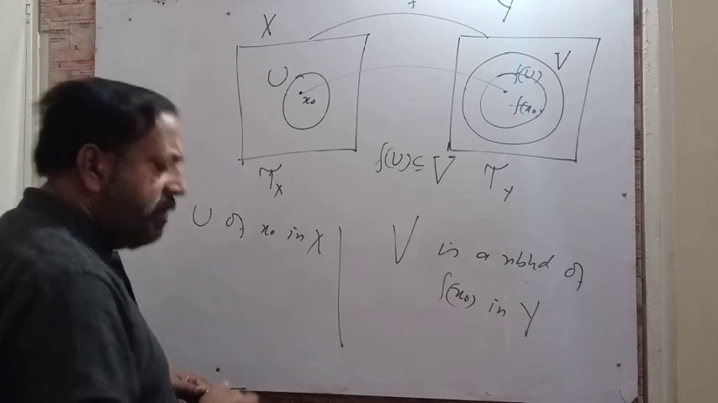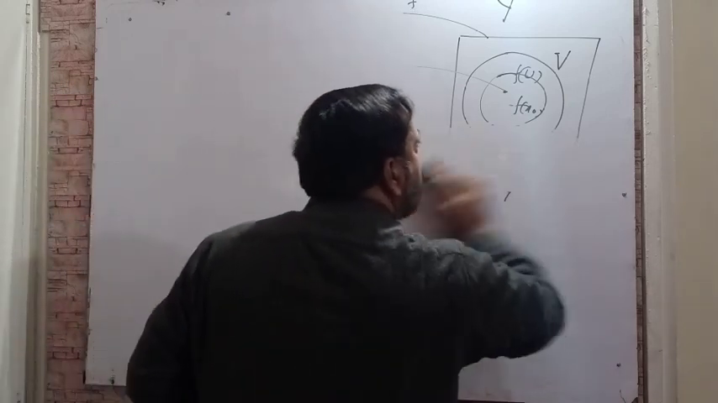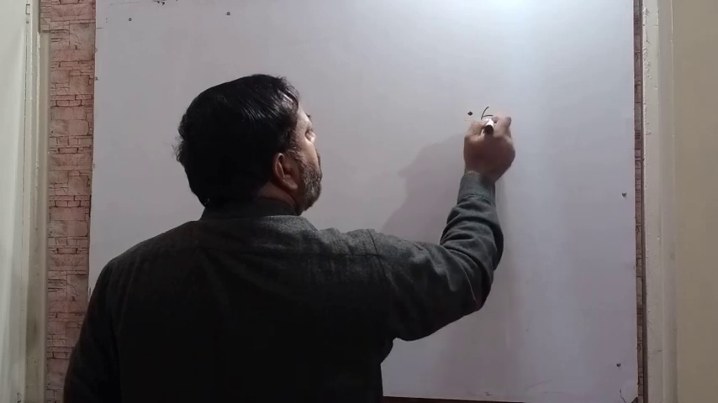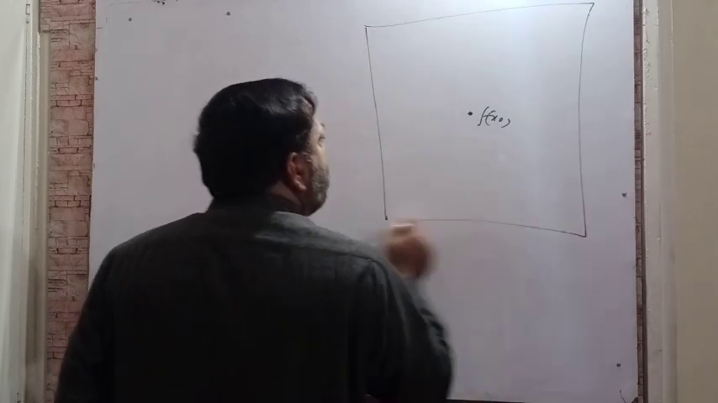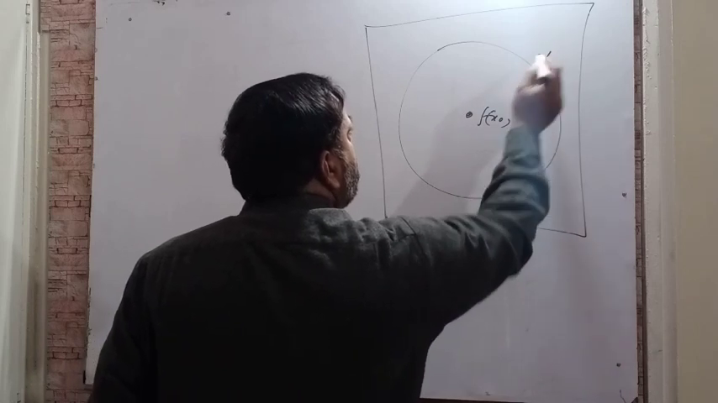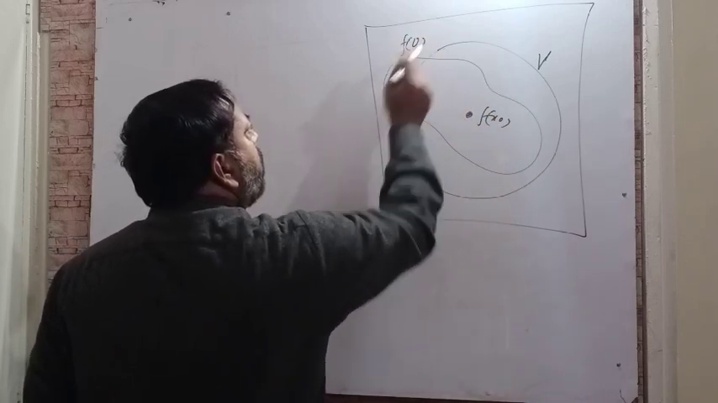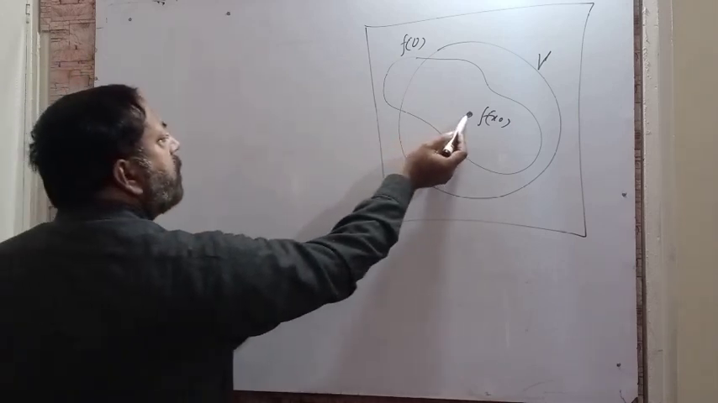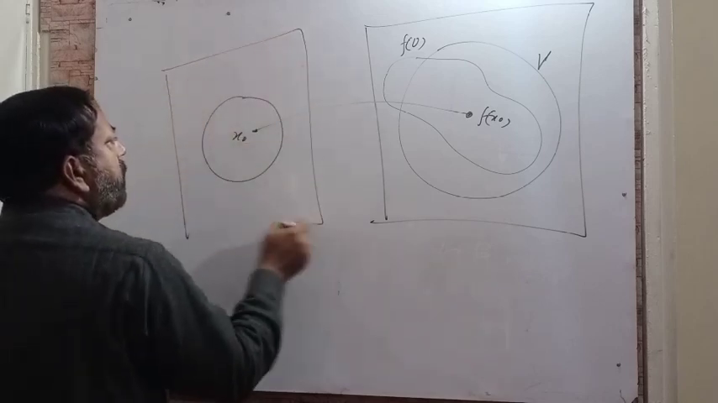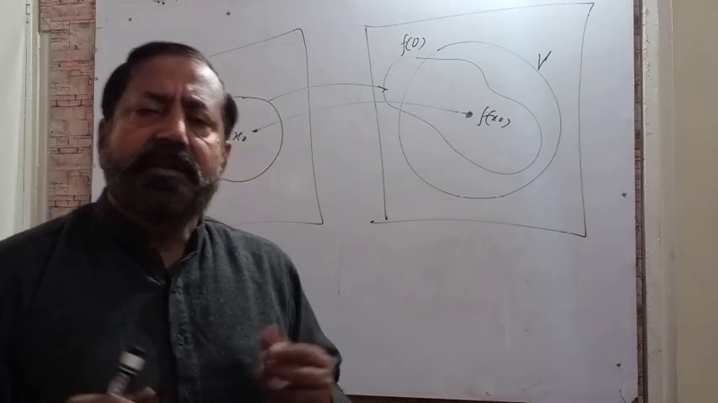We can discuss this with the help of some examples. When the function is not continuous, the idea must be like this: here is f(x naught) in Y, and this is the neighborhood V of f(x naught). If you have some x naught, and this is your neighborhood U, but the image set f(U) is this, then we will say that our function is not continuous.